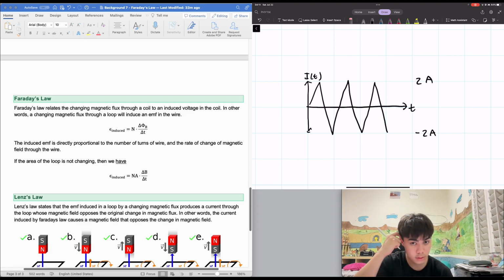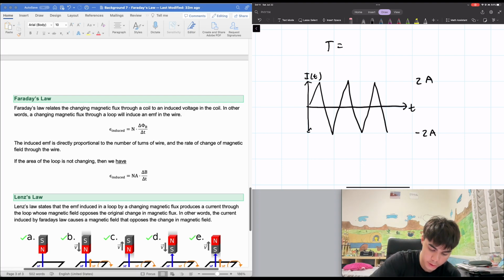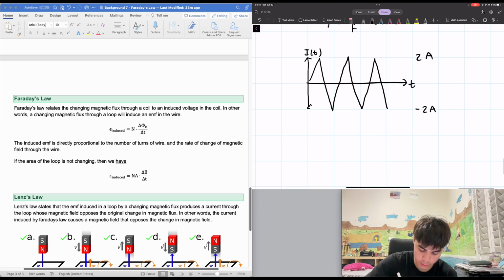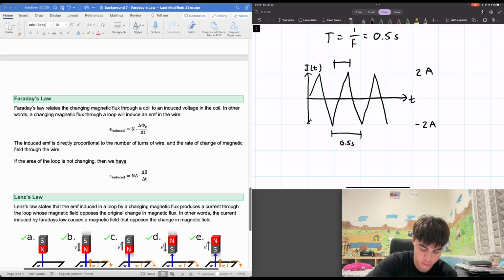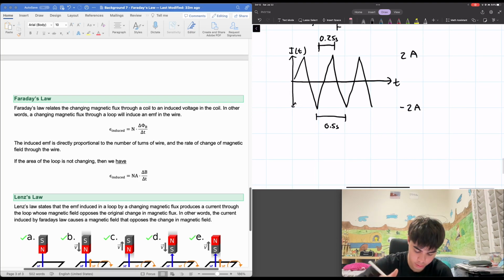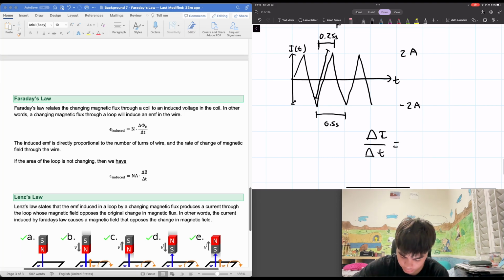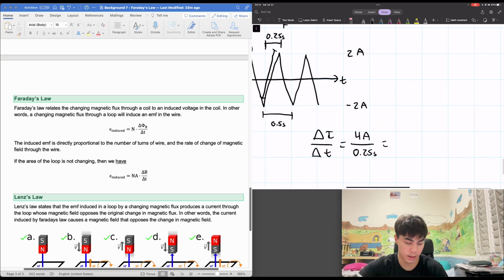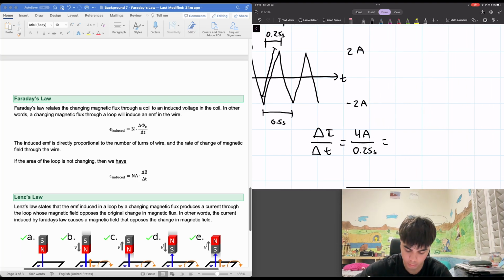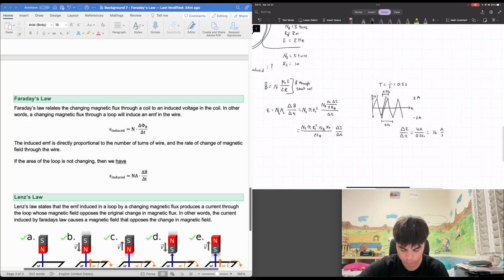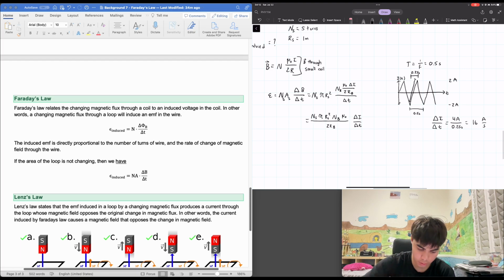Since the frequency is 2 hertz, then we have 2 waves per second. And the period is 1 over frequency, which gives 0.5 seconds. Therefore, each of these waves happens in 0.5 seconds. That means that one rise or one fall happens in 0.25 seconds. We can then use this for our delta I over delta t. The current rises a total of 4 amps over a period of 0.25 seconds. This gives us a delta I over delta t of 16 amps per second. We can use this and plug it back into our old equation.